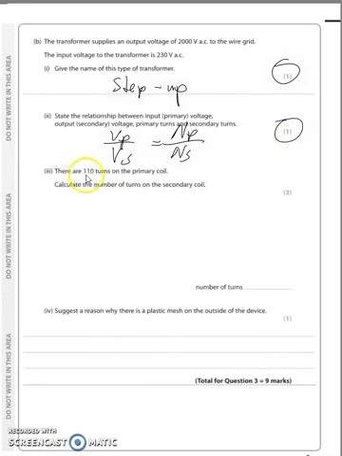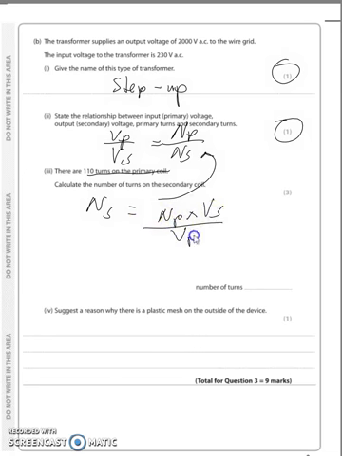Then we're going to try and get that there are 110 turns on the primary, calculate the number of turns on the secondary. So first thing we have to do is rearrange the equation here, which would equal NP times Vs over Vp. So number of turns on the primary is 110, voltage on the secondary is 2000, divide that by the voltage on the primary, which is 230, and we would get the number of turns as being 960 for 3 marks. Suggest the reason why is there a plastic mesh on the outside of the device.